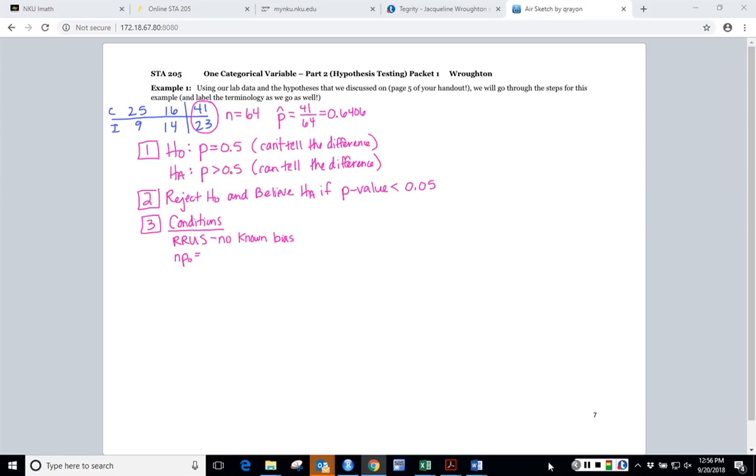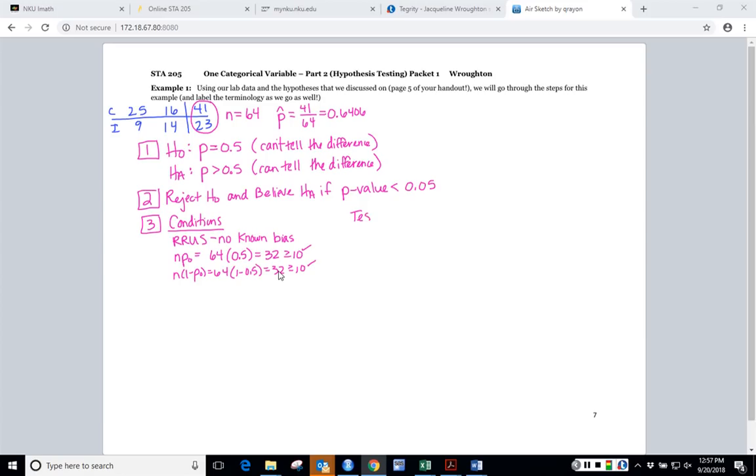Now my n times my p0. So our n was our total number of students up here, which was 64. Our p0 is just this number that shows up in our null hypothesis, or that 50%. So we get 32, which is at least 10, and the n times 1 minus p0 is also going to give us 32, which is at least 10. Now those two numbers should sort of make sense. So if people cannot tell the difference between the Oreo and the Kroger brand cookie, half of them would get the cookie identified correctly, and the other half would get it identified incorrectly because they were just guessing. So that's what that number is doing.